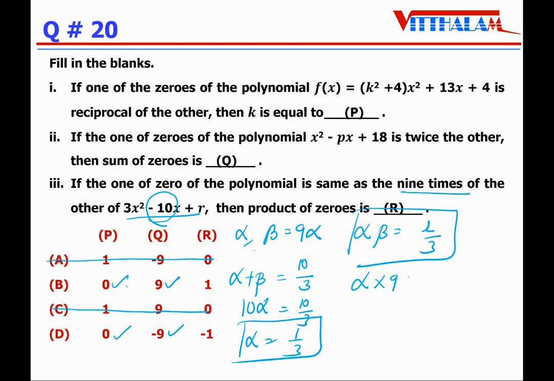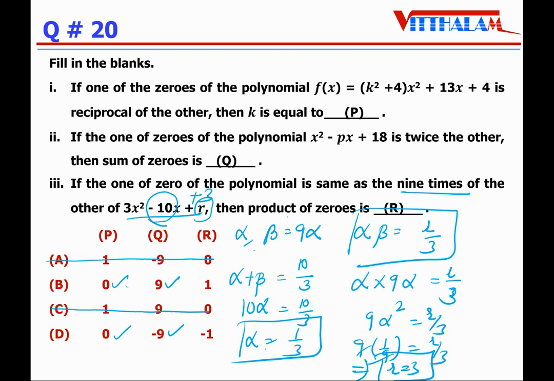Okay. And here, the product. The product is alpha into 9 alpha equals r by 3. So 9 alpha squared equals r by 3. Now alpha equals 1 by 3, so 1 by 9 equals r by 3. Therefore 9 cancels, and r equals 3. And if r equals 3, the product of zeros, alpha into beta, is r by 3. And r is 3, so 3 by 3, that means 1. So minus 1 is out, so D is out, so the answer is B.